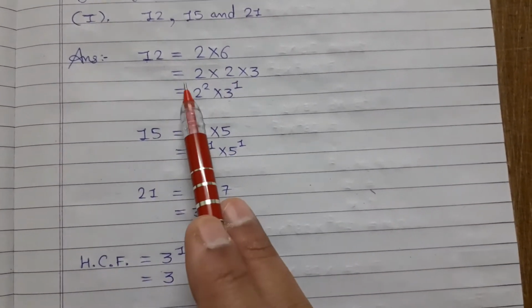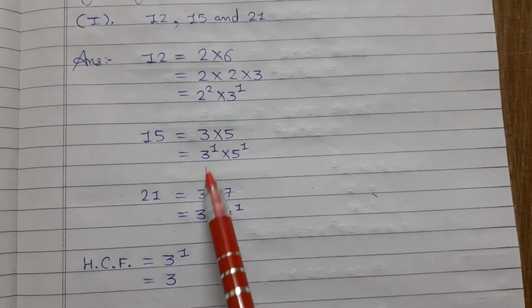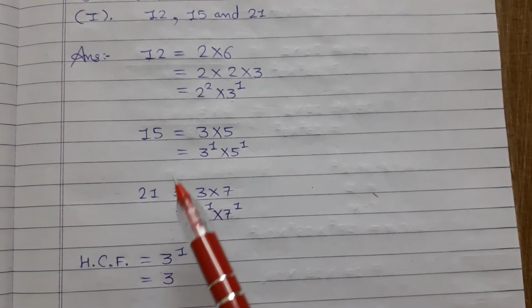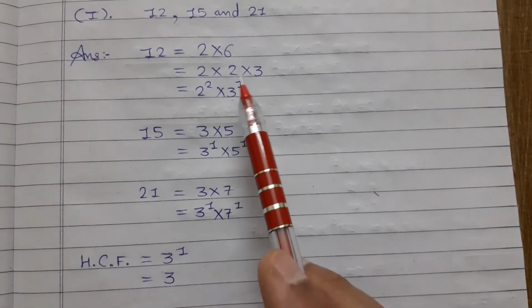In all the three values 12, 15 and 21, 3 is the common digit or the common prime factor. So we will take the least power.